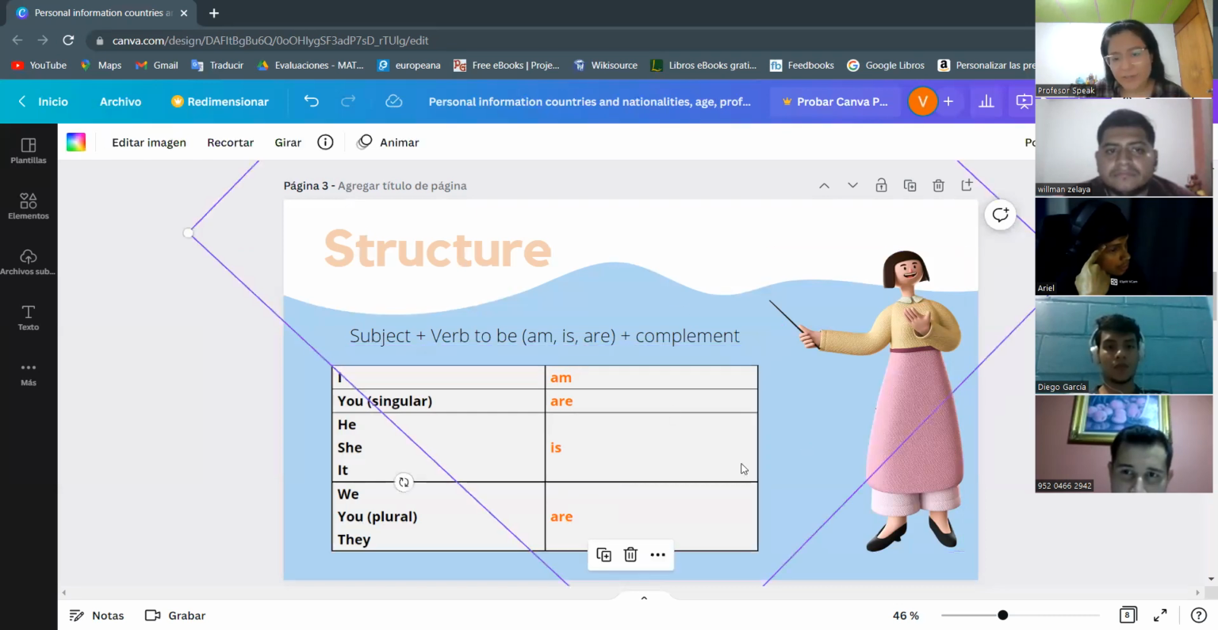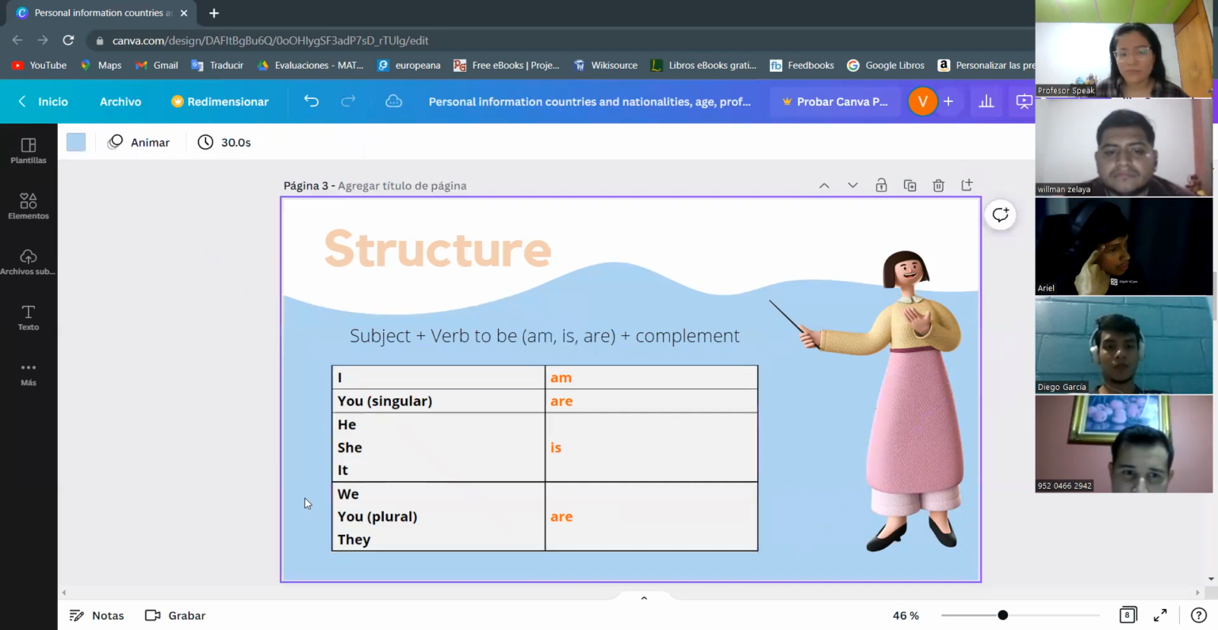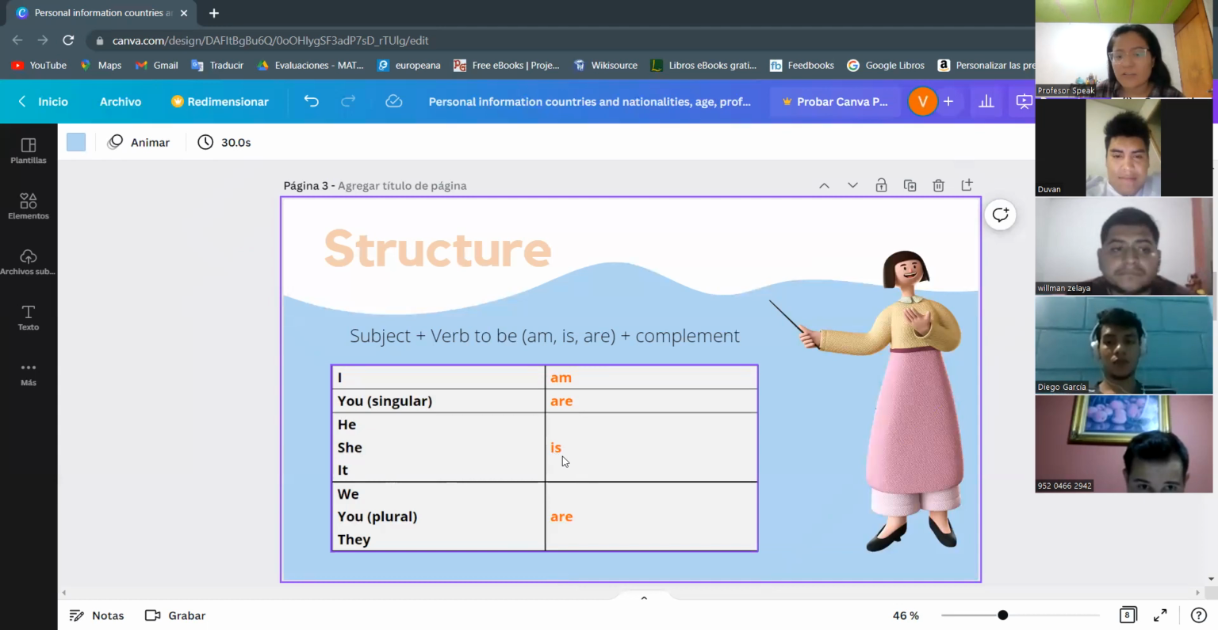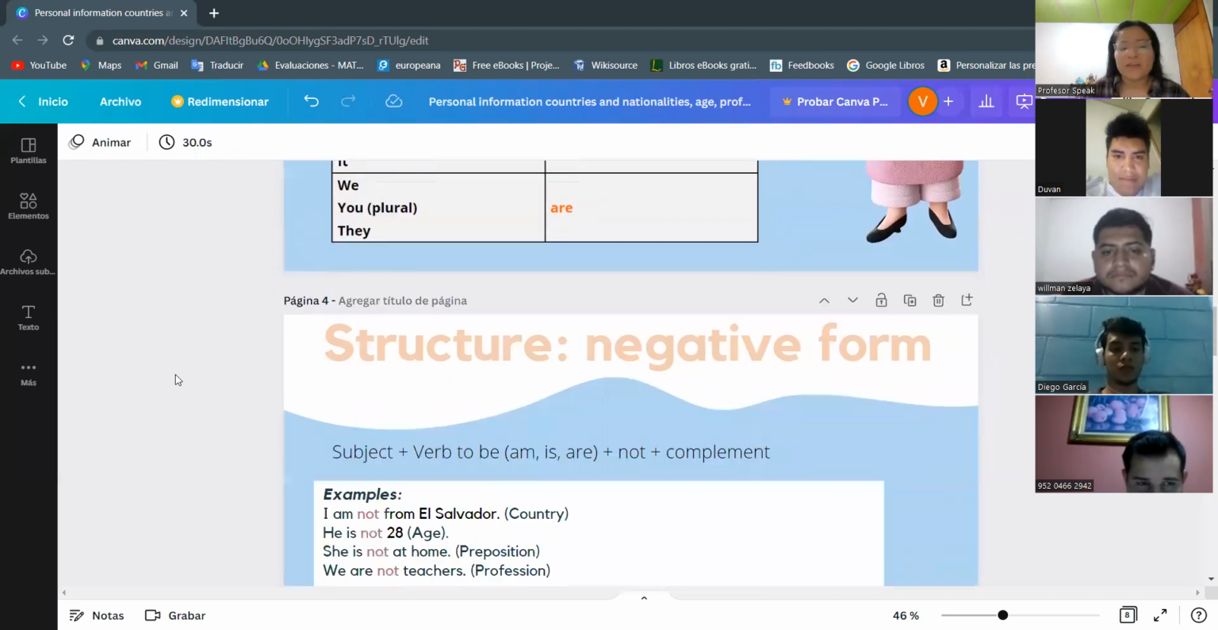Do you have questions about this, guys? No, miss. It's pretty clear. Great, thank you. Remember that you use is for third person: he, she, and it only. People tend to confuse this, but you only use is for these three nouns. Okay? All right. Next one.